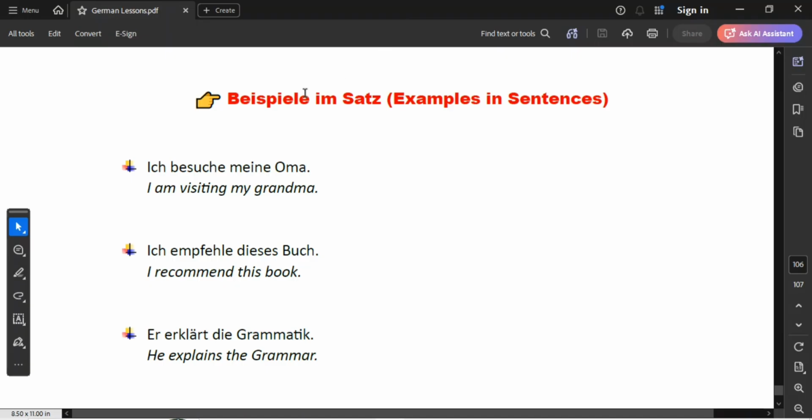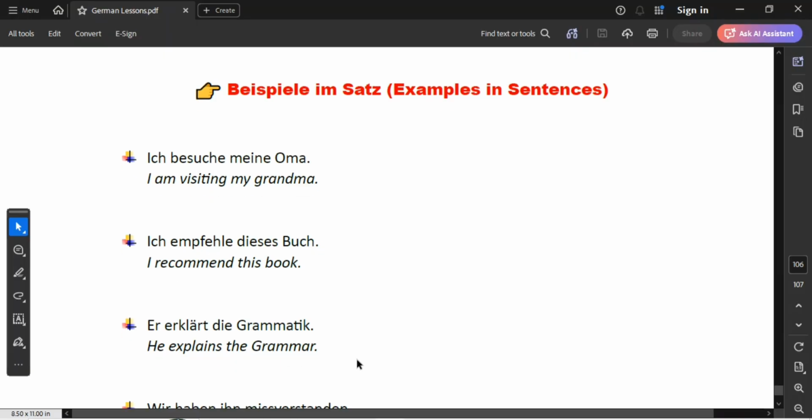Now, having looked at that, I want us to go ahead and look at Beispiele im Satz. Beispiel Nummer 1 we have: ich besuche meine Oma, which means I'm visiting my grandmother or my grandma. Then we have: ich empfehle dieses Buch, which means I recommend this book. Then we have: er erklärt die Grammatik, he explained the grammar.